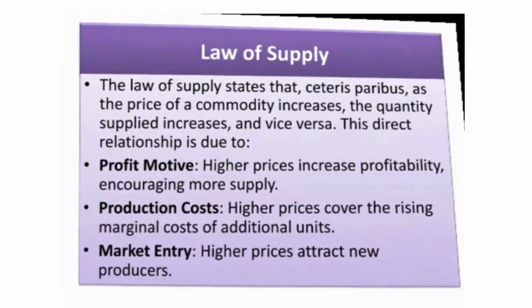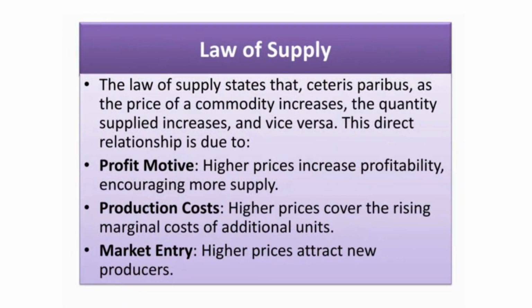Let us now look at the law of supply. The law of supply states that as the price of a commodity increases, the quantity supplied increases, and vice versa. So this is just like a direct relationship. The producers are ready to bring more to market at higher prices, while the producers are reluctant to bring more to the market at decreased prices.